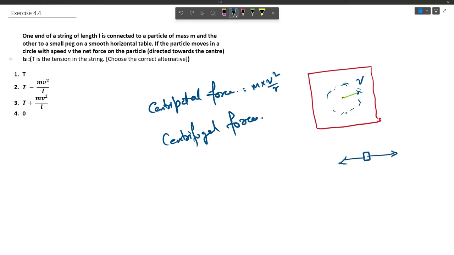Now the question is asking what is the net force on the particle acting towards the center. Towards the center there is the centripetal force acting, and the agent causing this centripetal force is the string, and in the string there is tension which would be in this direction towards the center, acting on the particle to keep it in circular motion. So the answer would be T, and the magnitude of tension would be mv squared divided by r.